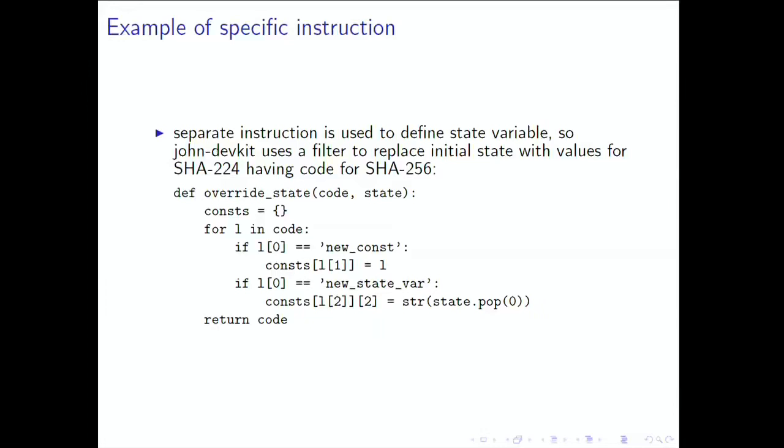This use of special instructions for different structures makes optimization easier, because the optimizer does not have to build structures, but takes those which are ready. This is an example of a specific instruction and an example of the code and its use. SHA-224 is different from SHA-256 in two ways. They're different in terms of initial state, and the output is also reduced.